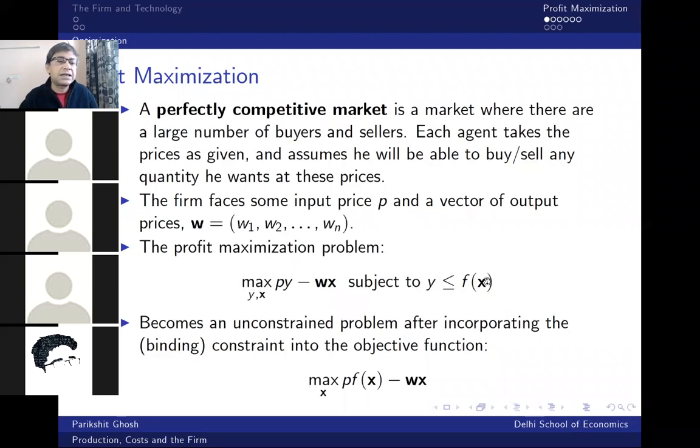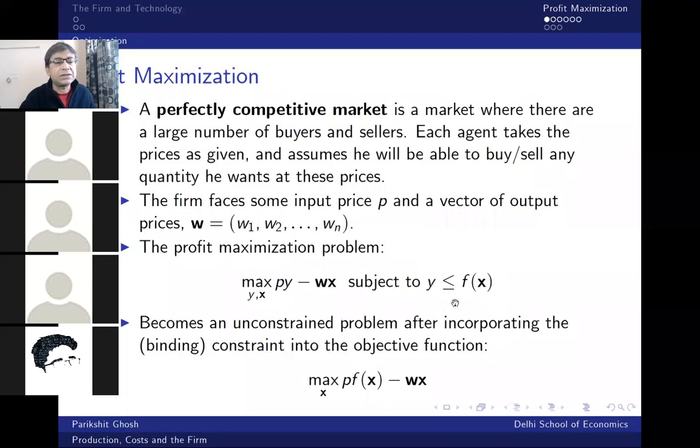And the production function essentially captures the technology which the firm has, right? If the firm somehow finds new, better methods of producing, for example, if it finds a better technology, then its production function will change, and that will change the firm's profit maximization problem. But at a given point in time, there's a given technology which is captured by the production function.